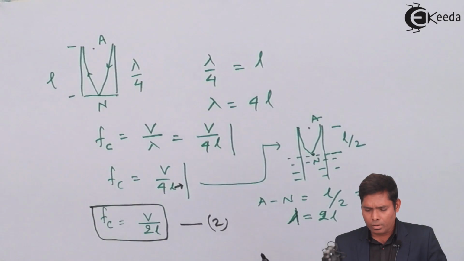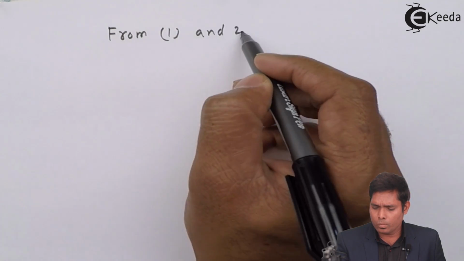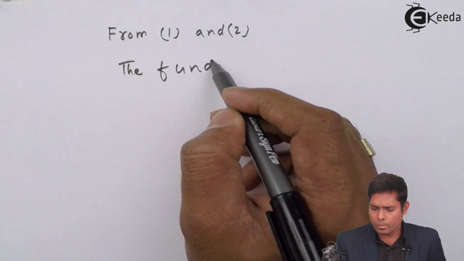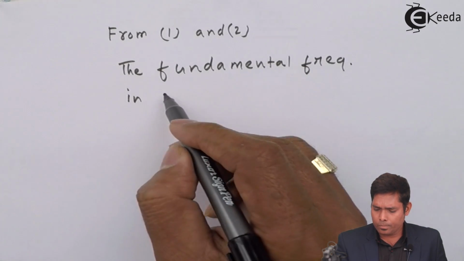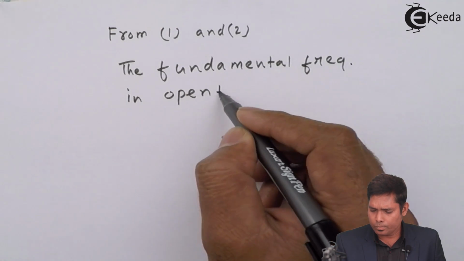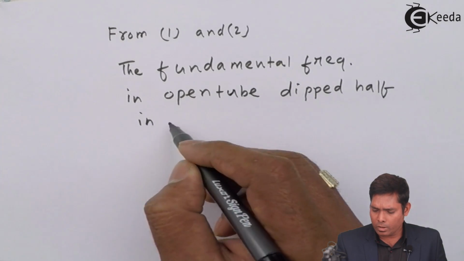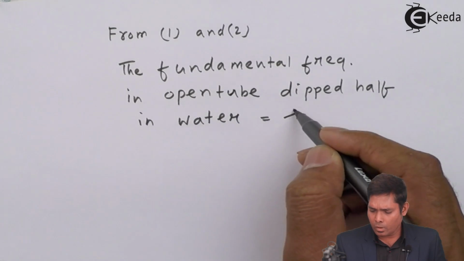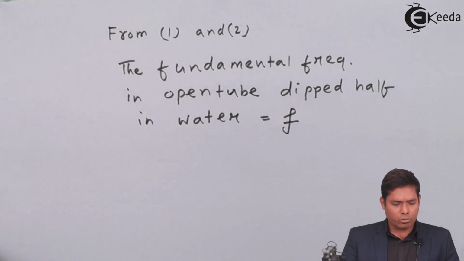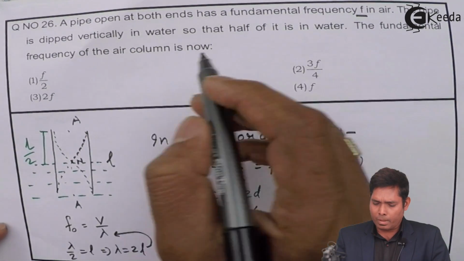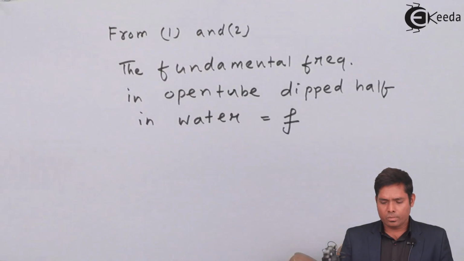So what we are getting from 1 and 2 is that the fundamental frequency in an open tube dipped half in water is also F. So in this situation the fundamental frequency of the air column is F. That is the answer to this question. Okay, thank you.